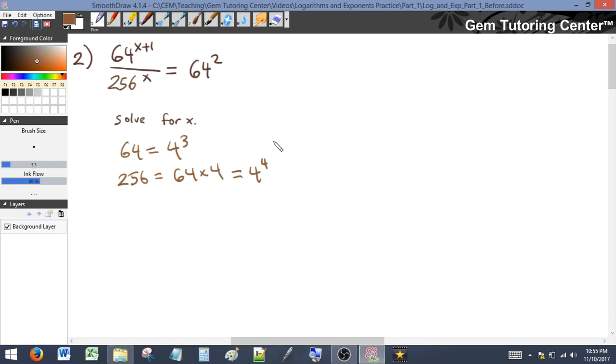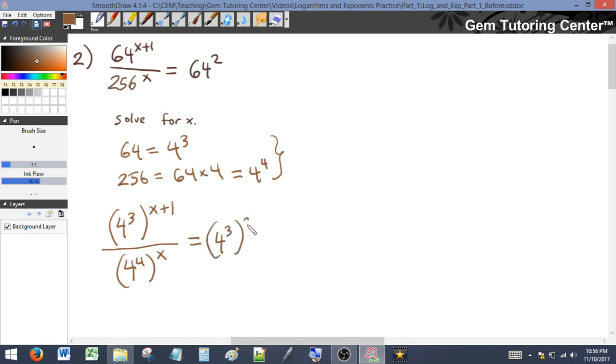Okay? So these are two important facts that we're going to use as we simplify this problem and solve it ultimately. The first thing we can do is notice that 64 is 4 cubed, like we did up here, and that's getting raised to the power of x plus 1. And 256 on the bottom is 4 to the 4th to the x, like this. And 64, we already said, is 4 cubed. That's getting squared. Okay? So we have this kind of a setup.